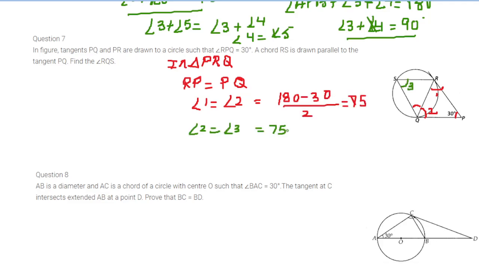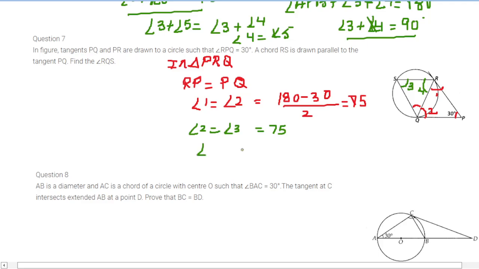And also it is given, let's name this angle as angle 4. SR and QP are parallel, and so it means angle 4 will be equal to angle 2, because these are alternate interior angles. So it means angle 4 is also 75 degrees. So now we know angle 3 and angle 4 both are 75 degrees.